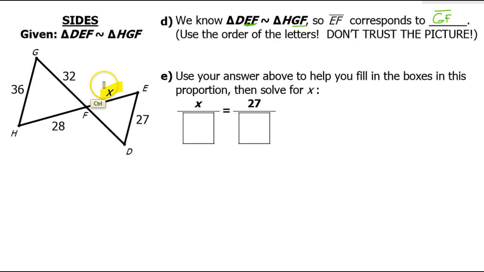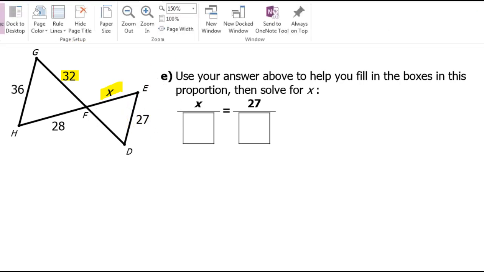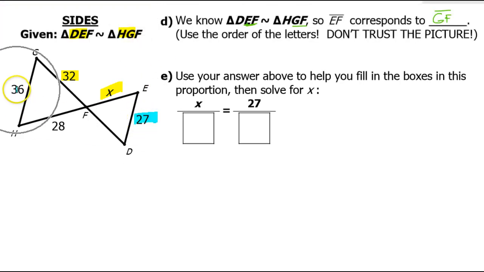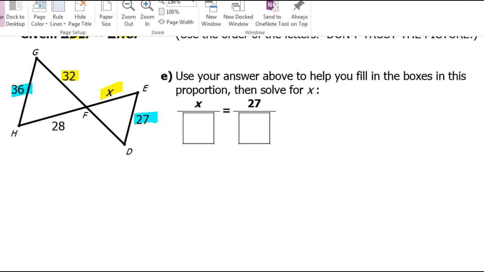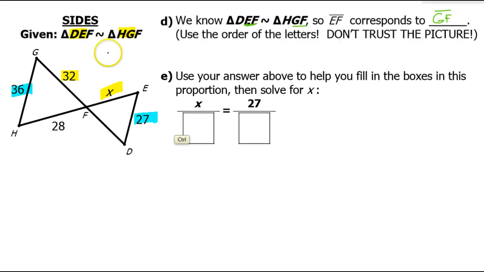So I hear you saying that since EF corresponds to GF and what else? ED. Alright, see the ED is right there and that corresponds to HG. Let me change colors though. So ED corresponds to HG. So these are all corresponding. So if I make fractions out of these, then x over 32 will equal 27 over 36.